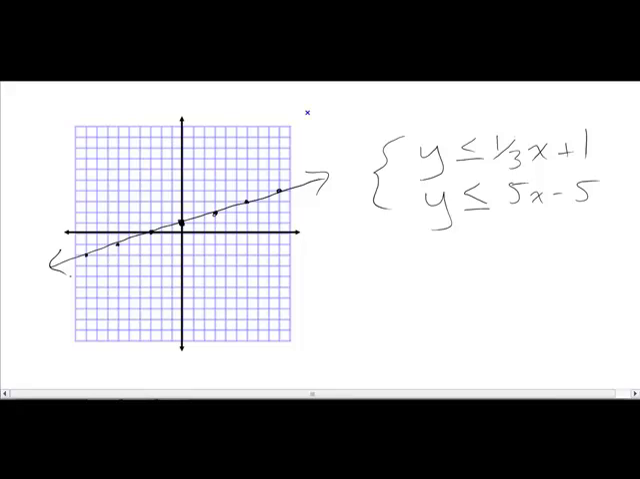And now let me graph the other line. y is less than or equal to 5x minus 5. I go down to negative 5 and make a point, because that's where it crosses the y-axis. Remember, a slope of 5 means 5 over 1. So I go up 5, right 1. I go up 5 again, right 1 again. I could do this multiple times if I so desire. I can also go down 5 and left 1. And there is that line.